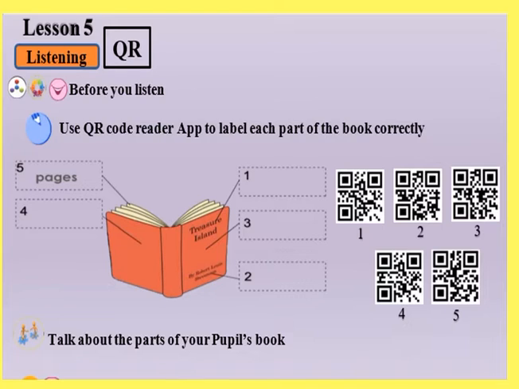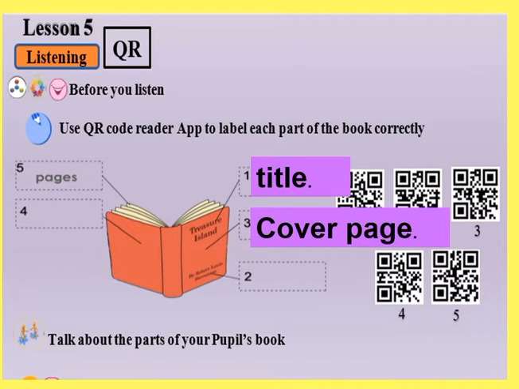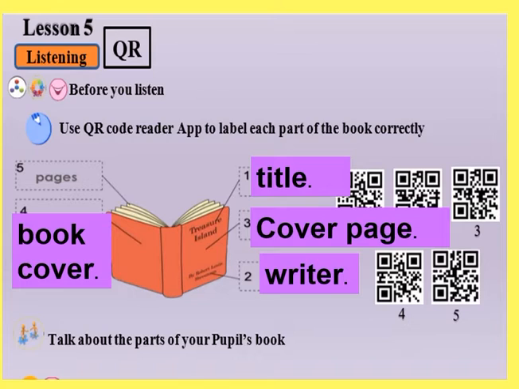This is the time for listening to our recorder, but before you listen, use the QR code reader app to label each part of the book correctly. Let's see the answers. This is title, cover page, writer, book cover, and number 5, pages.